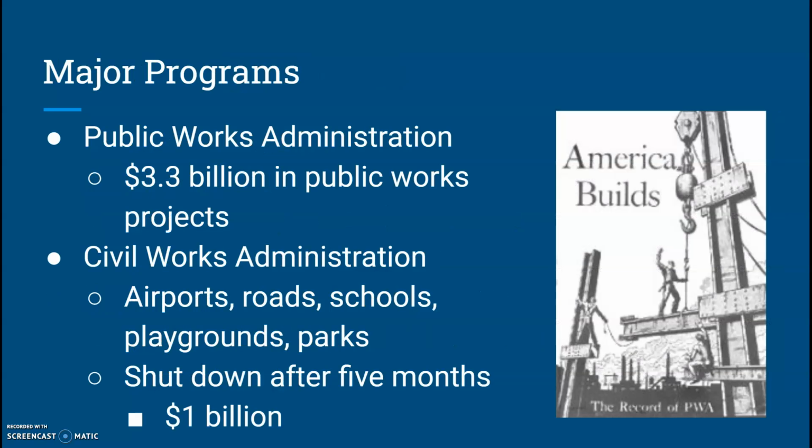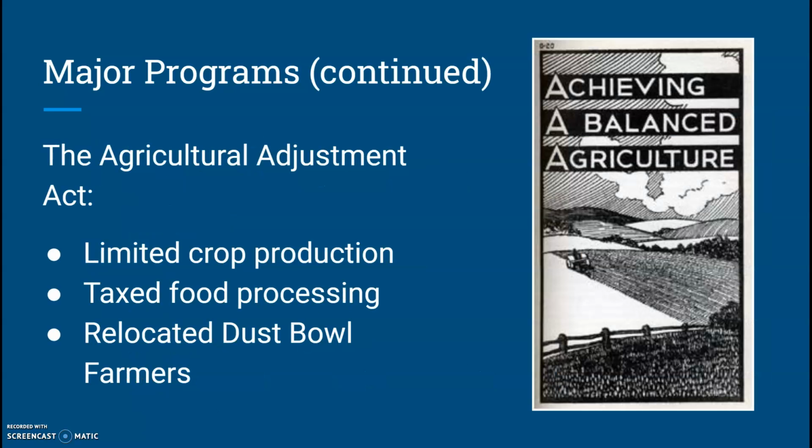Some of the major public works programs are the PWA, the Public Works Administration, and they create all these programs for people to build things for the public, just like the Civil Works Administration. But some of them were not seen to be as productive as they could be, so they ended up getting shut down after about 5 months and spending $1 billion.